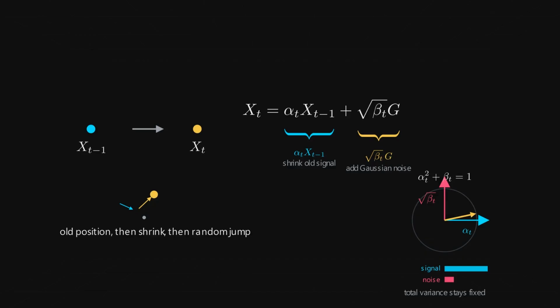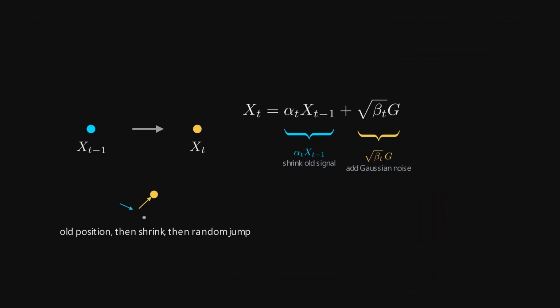Now look at the variance circle. The horizontal direction represents how much clean structure remains. The vertical direction represents how much noise we add. As time increases, the vector rotates away from the structure axis and toward the noise axis. The important idea is that the process is controlled. We do not want the data to explode into infinity. We want the signal to fade while the noise takes over in a mathematically predictable way.